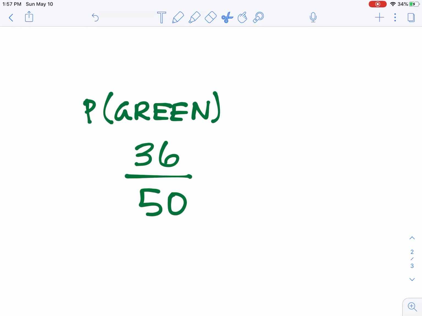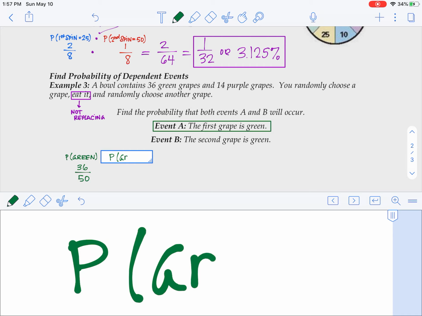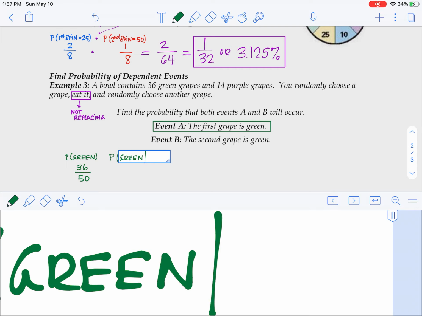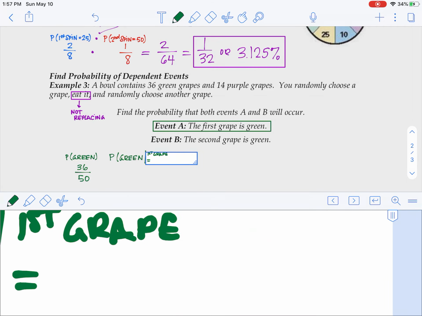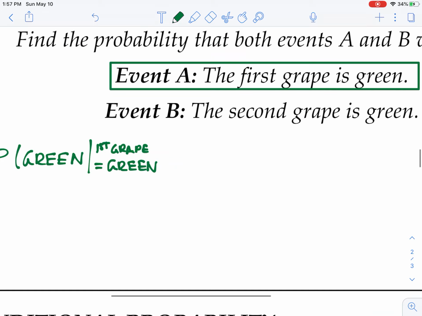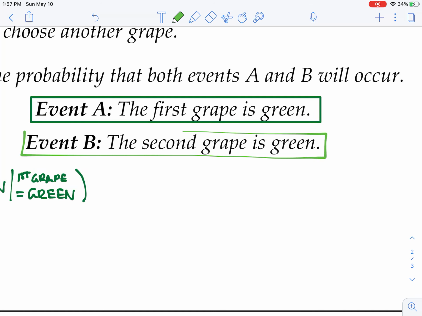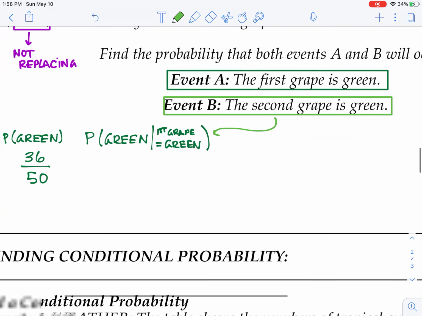Now, we have a conditional probability. So let me write this in so you can kind of see how this looks. We ate that grape. It is no longer in the bowl. So we still want our second grape to be green. However, we are going to take into account the fact that our first grape that we ate was also green. So we immediately know, since these aren't independent, they are dependent on each other, that the second event has to be conditional. So this is how it would look if we wrote it out.